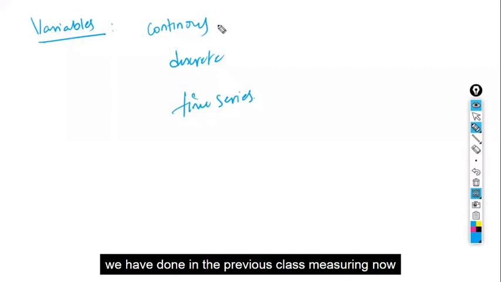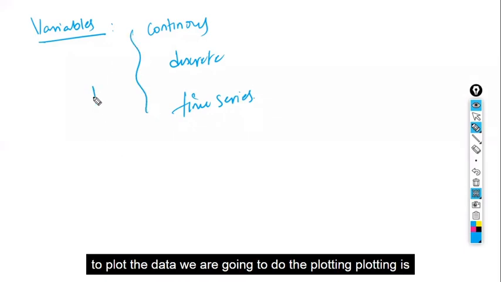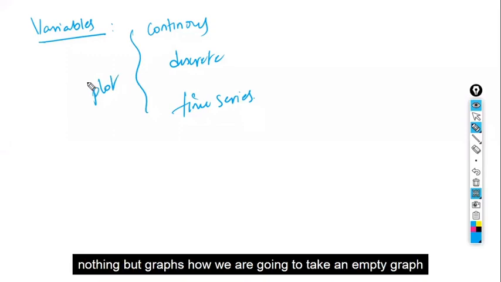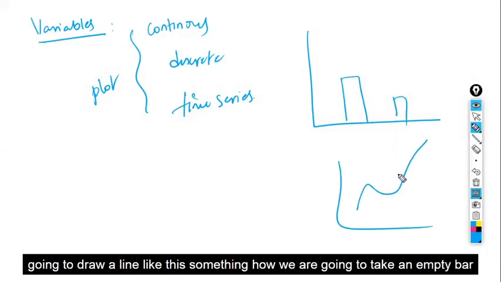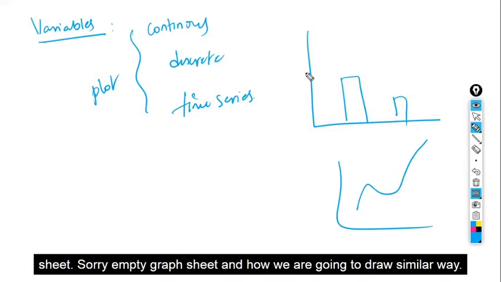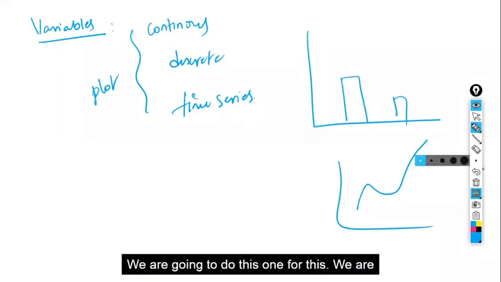In the previous class we did the measuring. Now, what we are going to do is plot the data. We are going to do the plotting. Plotting means nothing but graphs. How are we going to take an empty graph sheet and draw the bars, or draw a line like this? In a similar way, we are going to do this.